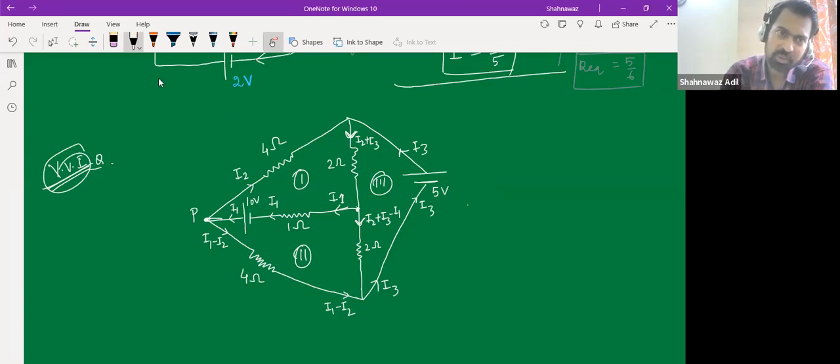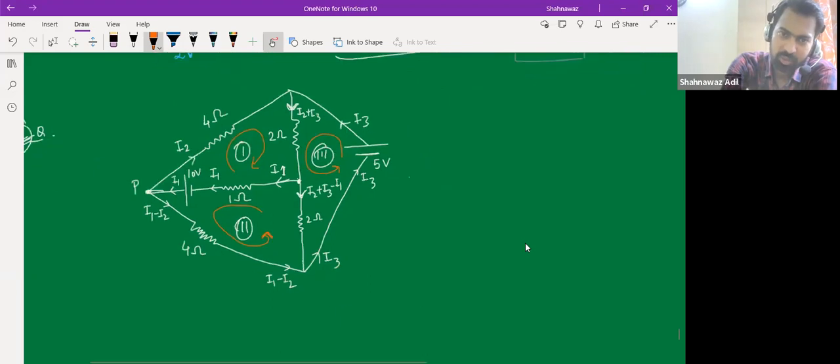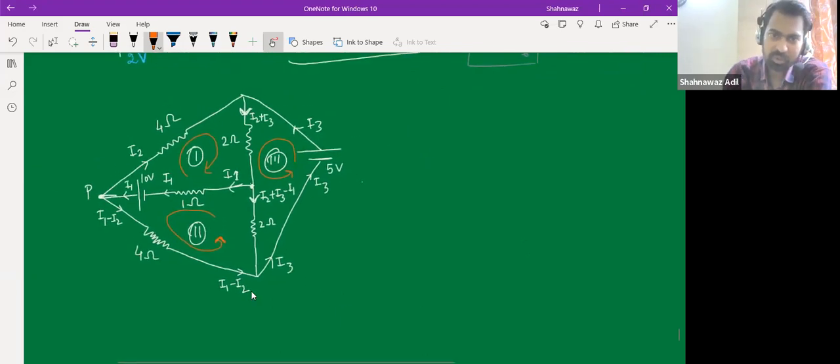So let's assume that current is this, and for this one, let's say this is this, and for this one, this is this. So the first part is done. We have assumed the loops, so we have three closed loops. Saad is not here, so first I will do, then second, Aisha, and third Mariam will do. So let us do the first circle.